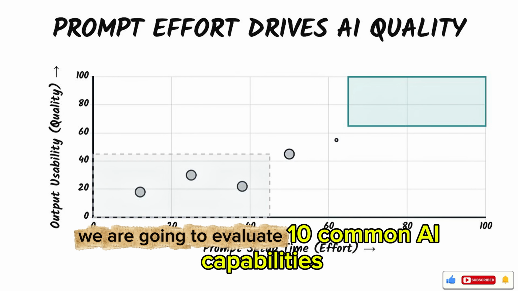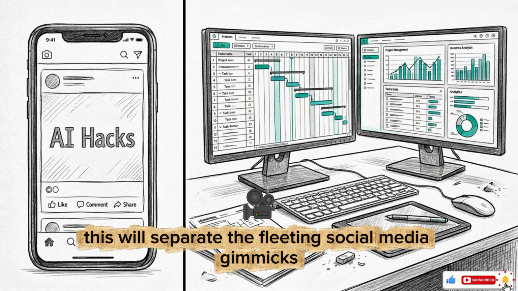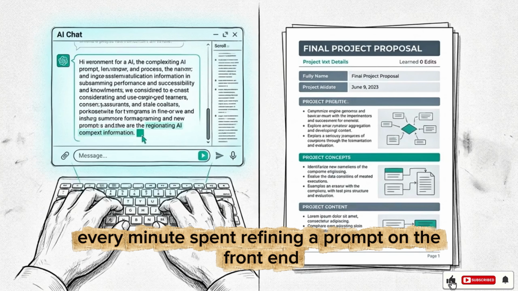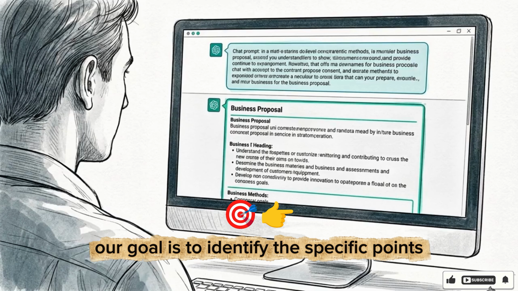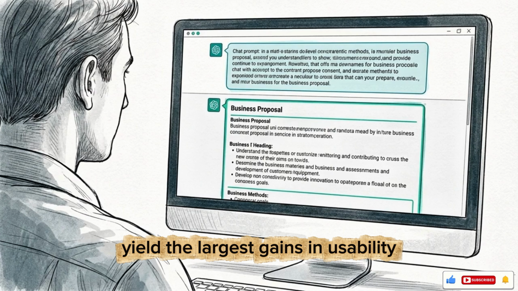We are going to evaluate 10 common AI capabilities by mapping them directly onto this matrix. This will separate the fleeting social media gimmicks from actual, resilient professional workflows. Every minute spent refining a prompt on the front end reduces the manual editing required on the back end. Our goal is to identify the specific points where small increases in setup time yield the largest gains in usability.